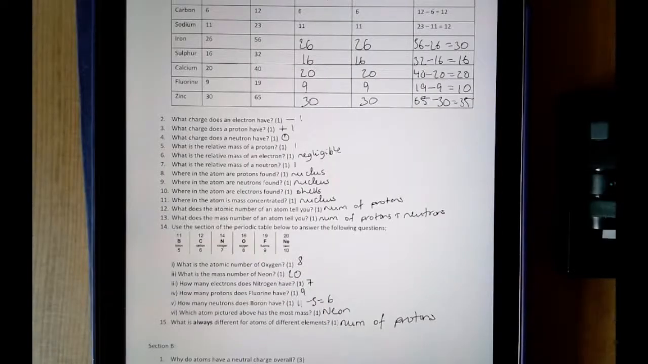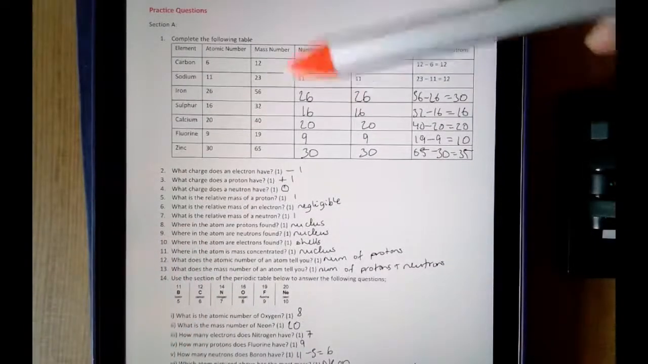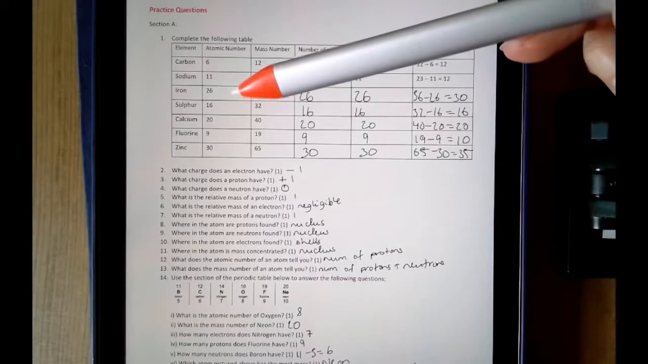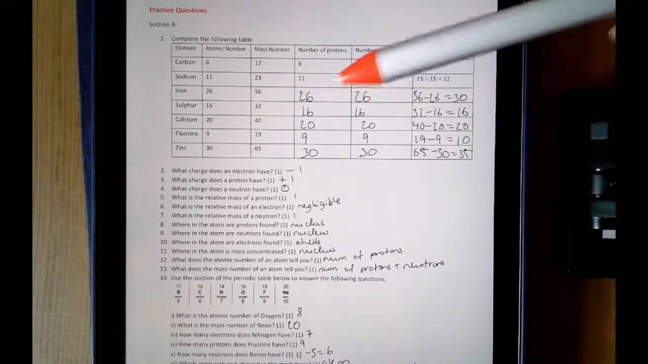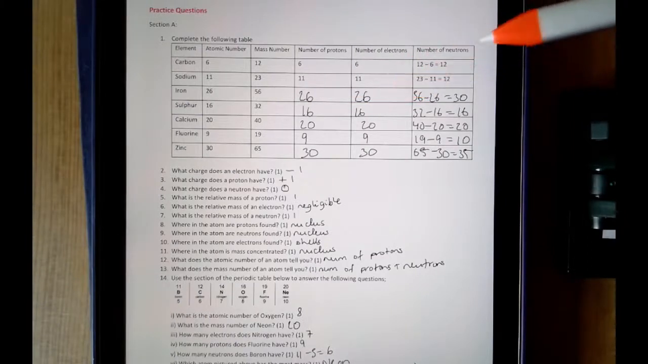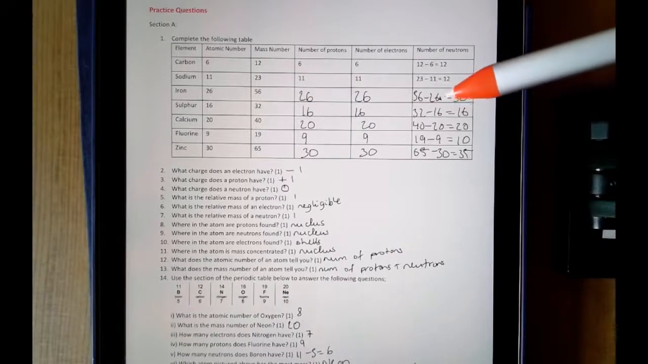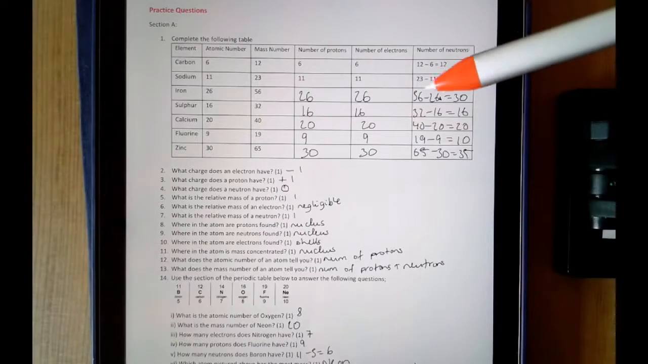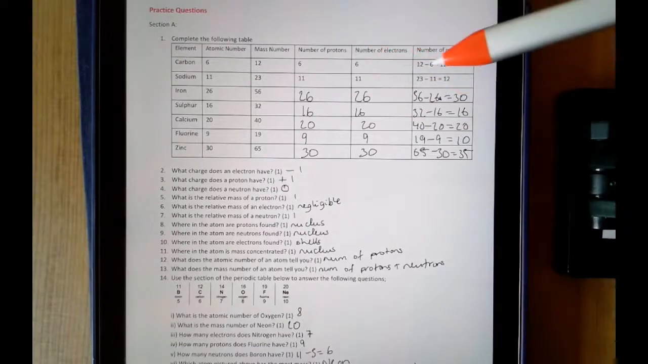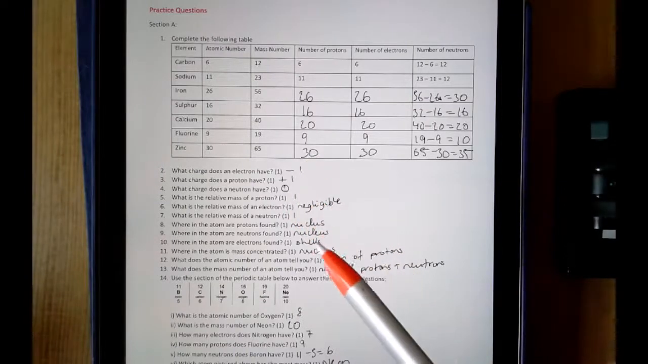Okay, so I filled in the answers. I won't go through all of them, okay? Just for this table at the top, the number of protons is going to be the atomic number. So the atomic number of iron is 26, number of protons is 26. The number of electrons has to be the same, so that's also going to be 26. And to work out the number of neutrons, it will be the mass number, 56, minus 26 gives me 30. So it's always the small number, the small number, and the big number minus the small number, for protons, electrons, neutrons. These questions should all be straightforward.